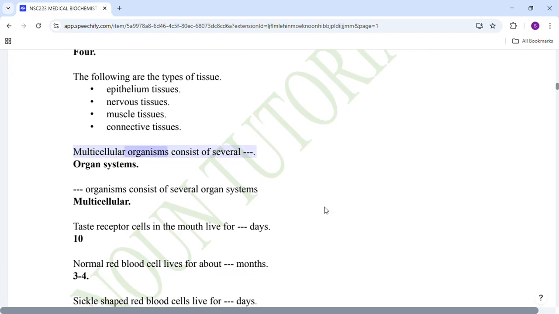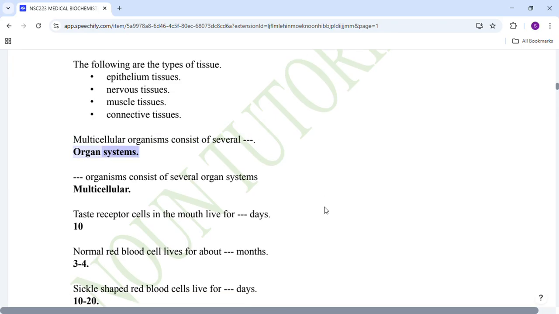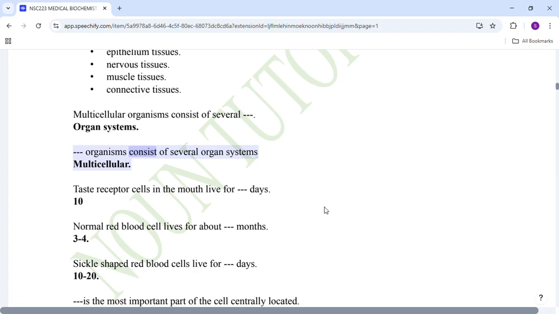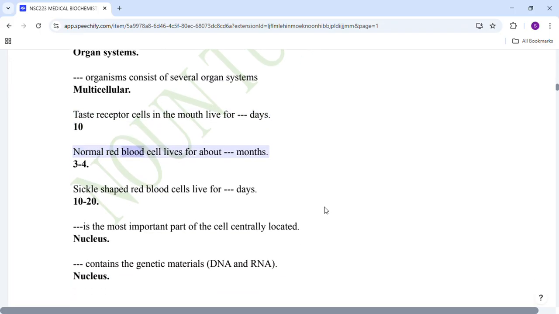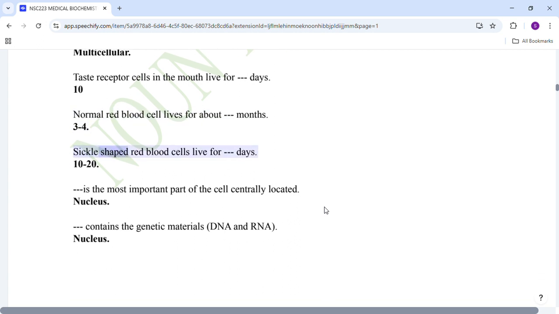Multicellular organisms consist of several organ systems. Taste receptor cells in the mouth live for 10 days. A normal red blood cell lives for about 3 to 4 months. Sickle-shaped red blood cells live for 10 to 20 days.